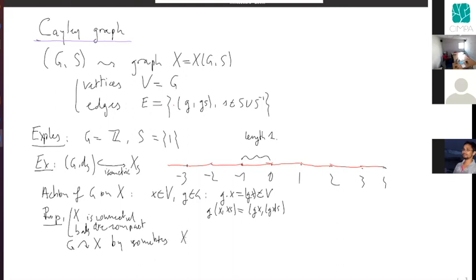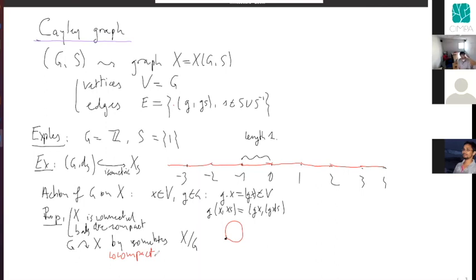Okay, and the quotient. So in this case, what you obtain is just one vertex for the whole group. And then here, because it's plus and minus one, you have just one loop like that. Okay? So the action is also co-compact, meaning that the quotient is a compact graph.